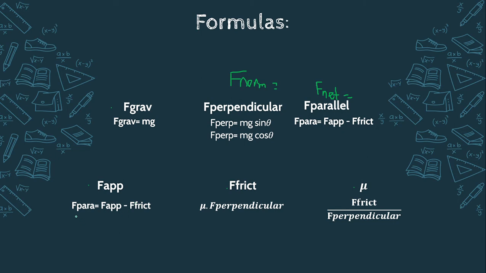So why is this the formula of F app? As I told you in the previous video, we can use derivation of formula, in which we can derive this formula in order to find the F app. So let's proceed. F fric's formula would be coefficient of friction times F perpendicular, and coefficient of friction's formula would be F fric over F perpendicular. So let's begin our problem.